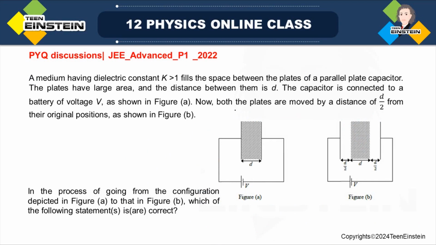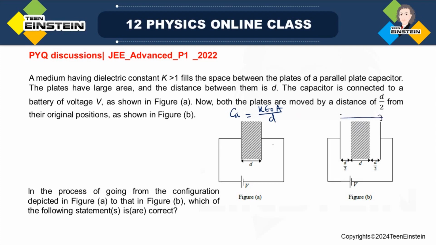See the capacitance for this, if I say this is CA, this will be K epsilon 0 A by D, with a dielectric material having dielectric constant K in between the plates of the capacitor.